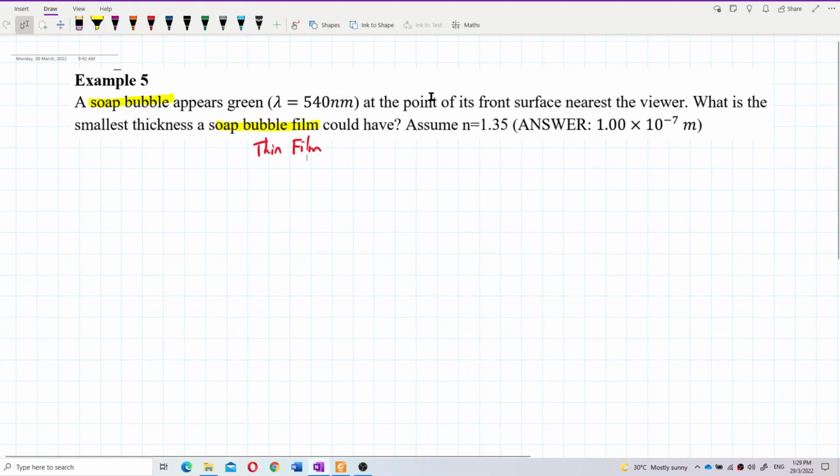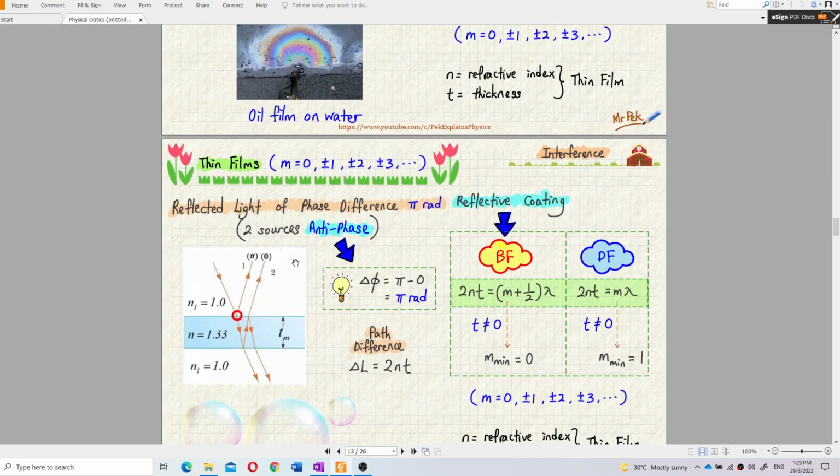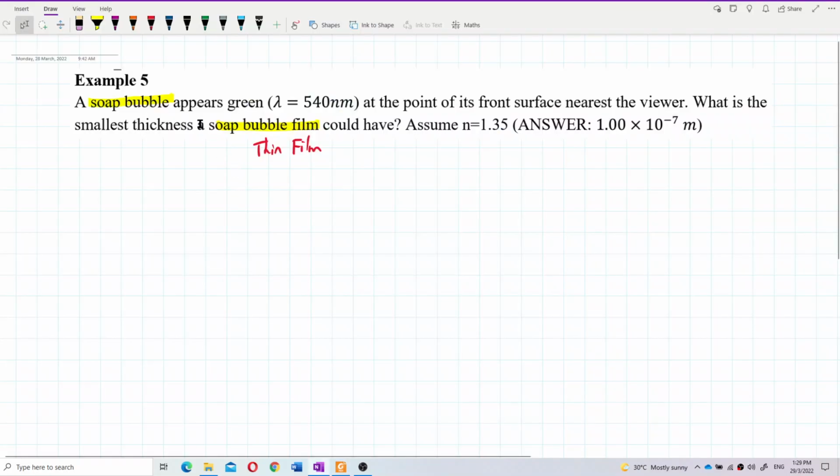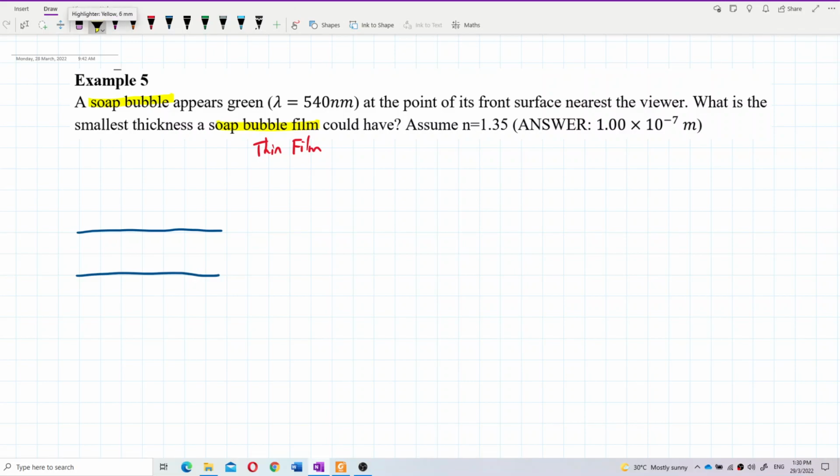Okay, so this soap bubble is of course the low, higher, lower one: air, soap bubble, and then air again. So maybe I can draw it out and see. This is the thin film, or I can say the soap bubble. Let me highlight it. Outside of course is air, inside also air, and this one is the soap bubble. The soap bubble is the film.